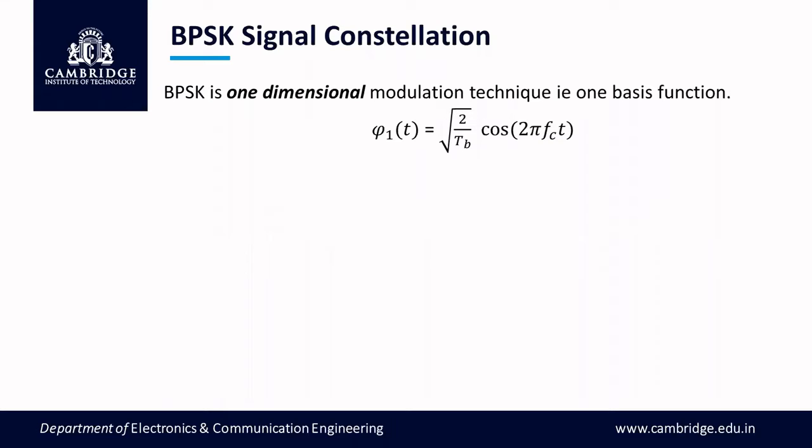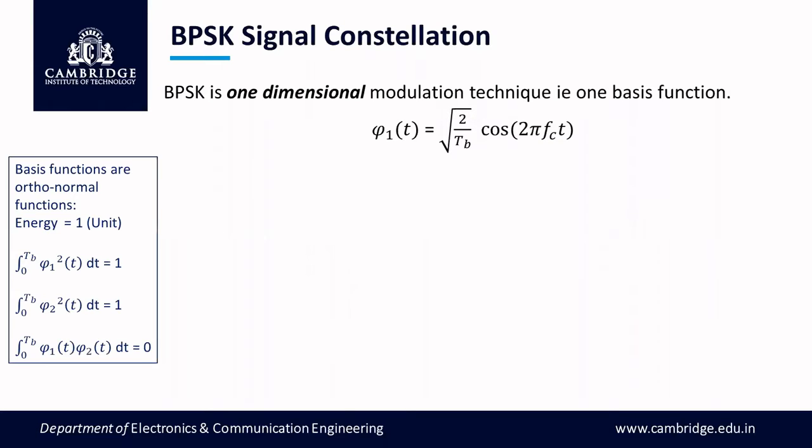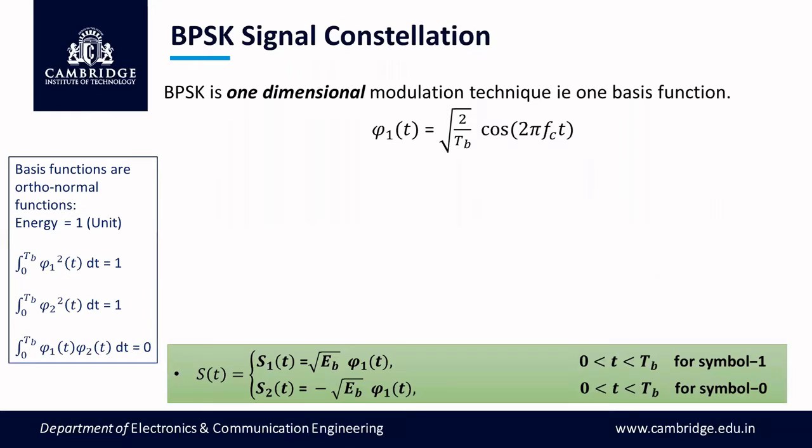we can say that BPSK is a one-dimensional modulation technique having only one carrier signal of frequency FC. And we know the properties of the basis functions, they are orthogonal in nature. And the transmitted BPSK signal consists of two parts. One is root EB into phi1 of t for symbol 1. Another one is minus root EB into phi1 of t for symbol 0.